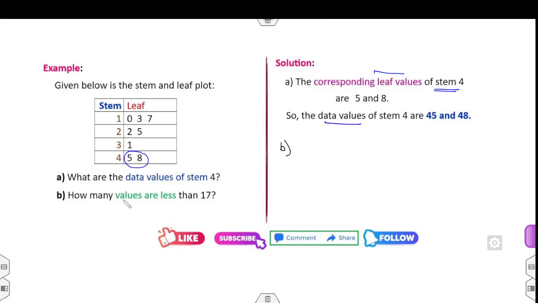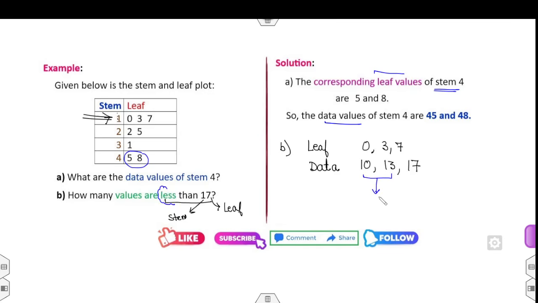Look at the second part. How many values are less than 17? 1 is my stem and 7 is my leaf. So look at the stem. How many leaves are there? The leaves corresponding to the stem 1 are 0, 3 and 7. Therefore, the data corresponding to the stem 1 are 10, 13 and 17. And since we need the values which are less than 17, 10 and 13 are the right answer of the problem.